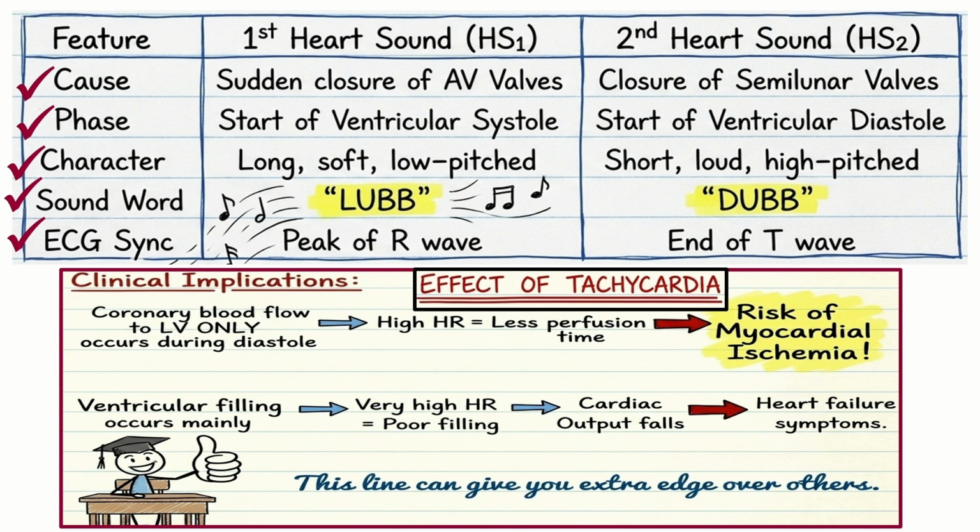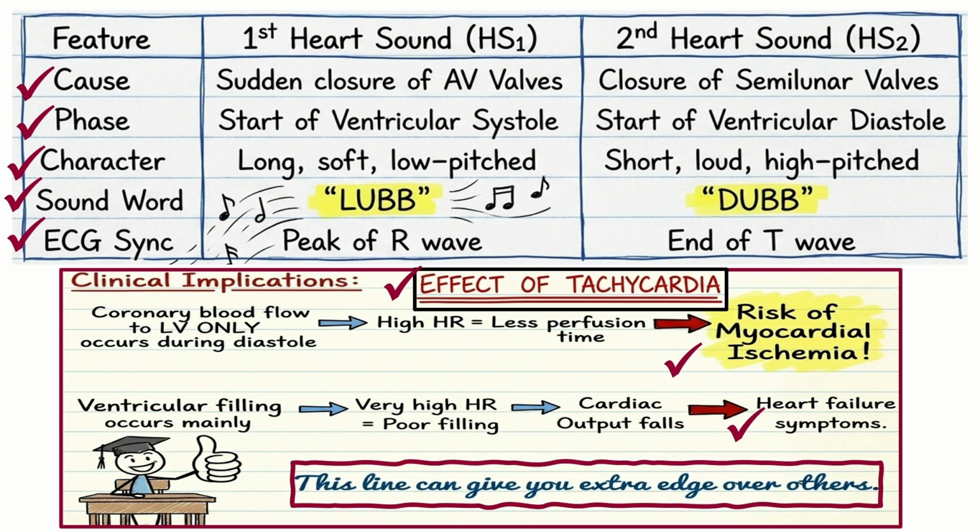With this we finish the answer, and lastly the applied aspect. There is the clinical implication of the effect of tachycardia. So whenever heart rate increases, it produces 2 effects. First one on the coronary blood flow, because it occurs only during diastole, so less perfusion, so risk of myocardial ischemia. And second, again a decrease in diastole causes decreased ventricular filling time and filling pressure, and this reduces cardiac output and causes heart failure symptoms. Remember, this line gives you extra edge over the others.